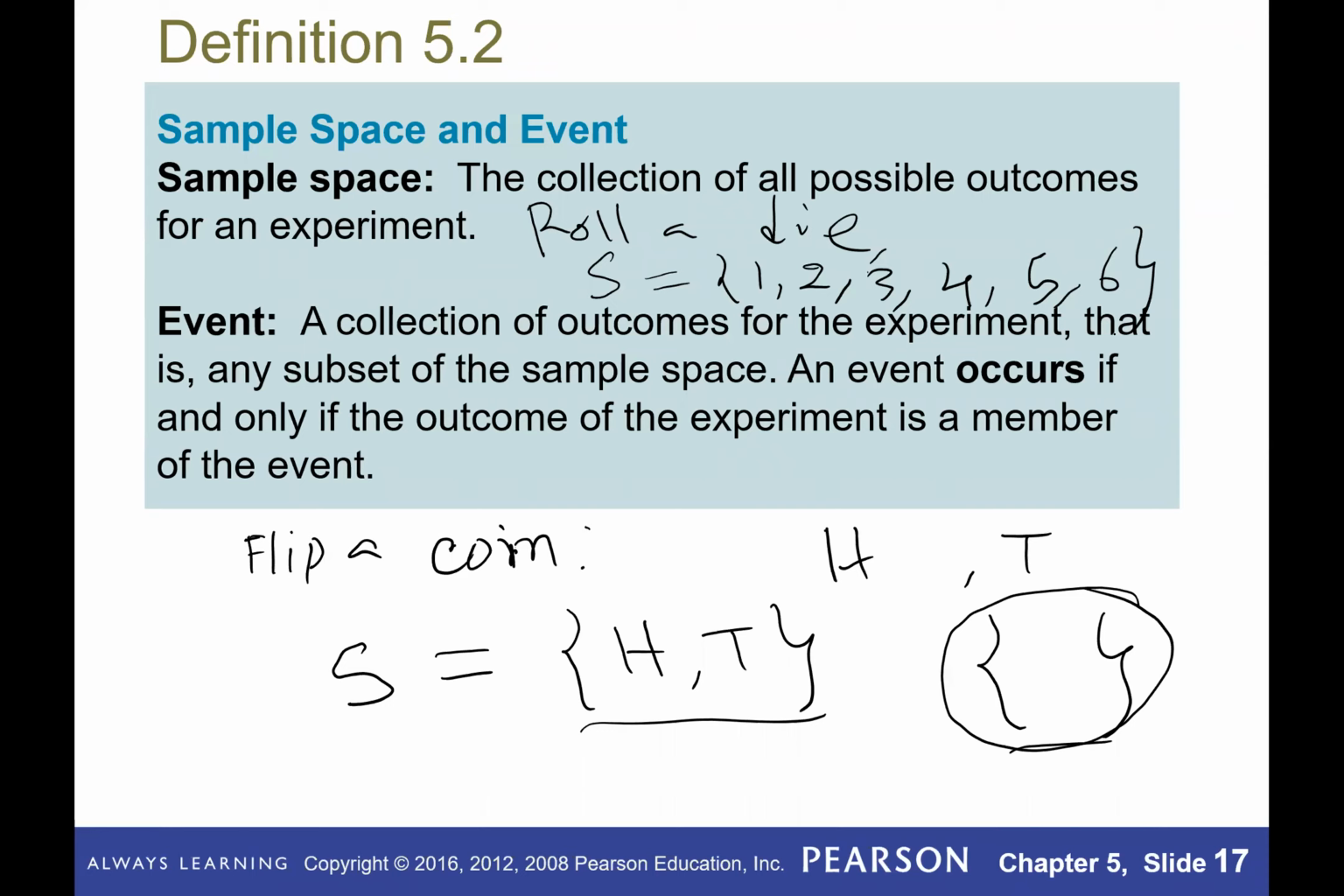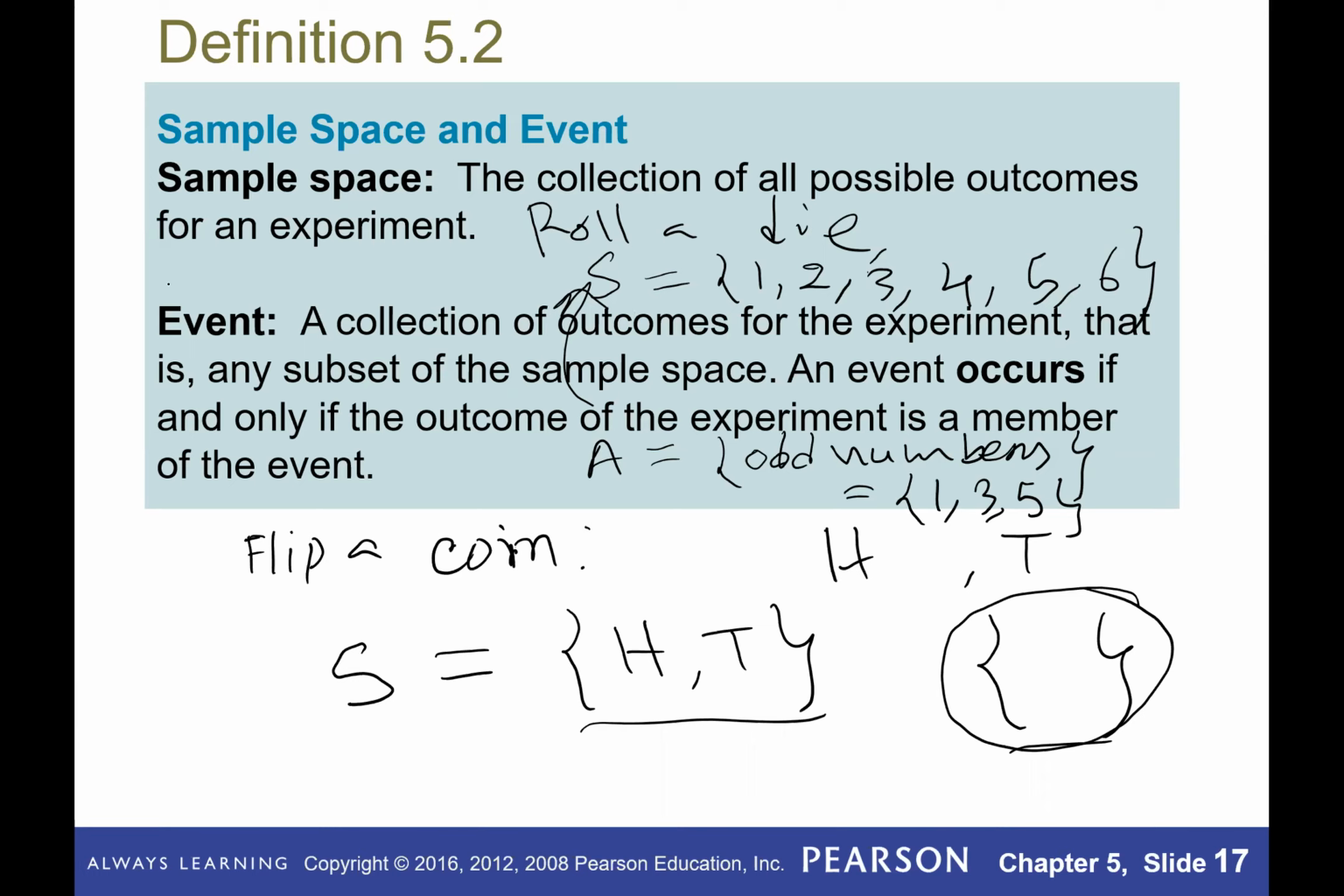So what is an event? An event is a subset of the sample space, any subset of the sample space. So for example, if S is our sample space and S is equal to {1, 2, 3, 4, 5, 6}, and if A is an event which only consists of all the odd numbers, then A will be {1, 3, 5}. So this is a subset of S, right? This is called an event, and S itself, the sample space itself, is an event as well.